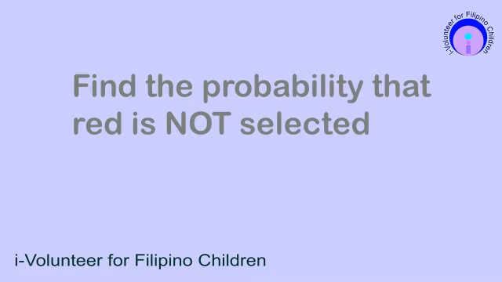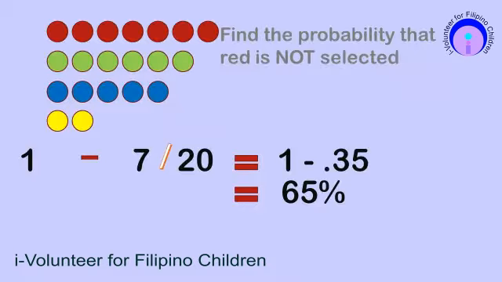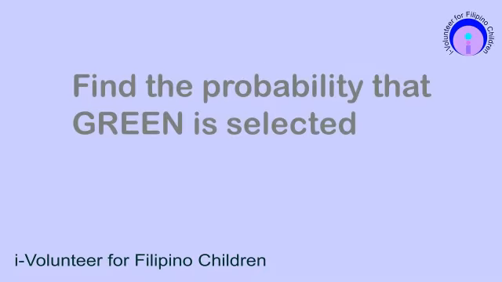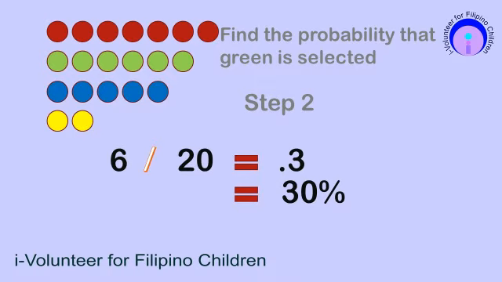The next question, what is the probability or chance of the red not being selected? From the previous example, 35% is the chance of the red marble to be selected, and 65% is the chance of not being selected. Next question, what is the probability or chance of green to be selected? The number of green marbles over the total is equal to 30%. The chance of green not to be selected is 70%.